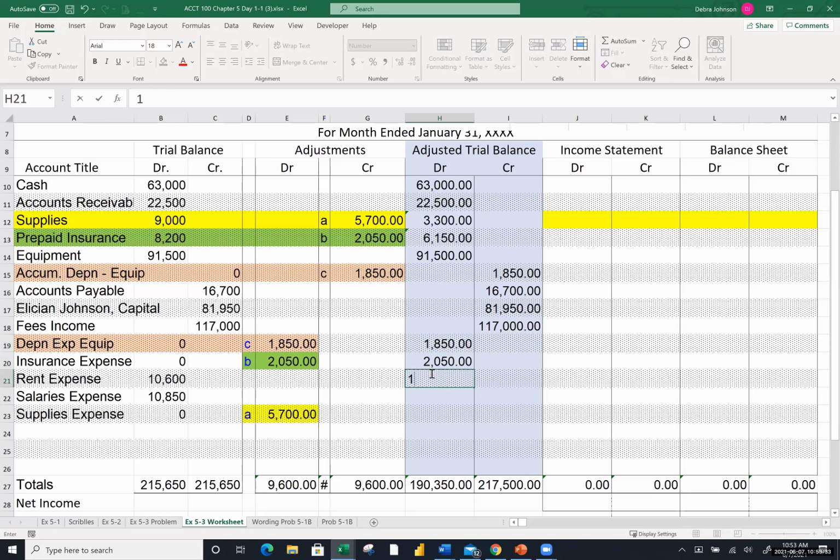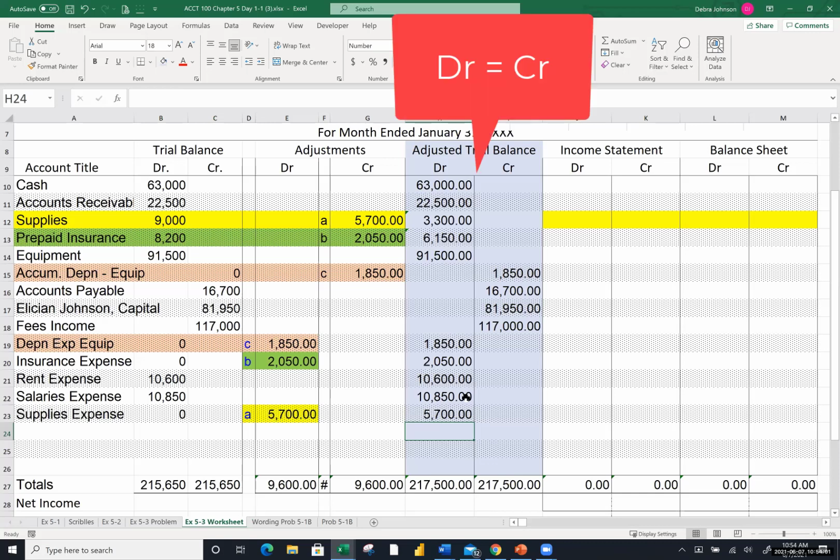The rent didn't change. I'm just going to carry it over. I don't know if you guys noticed that each time we put a total in, if you carried the totals over, they're being automatically adjusted. Great thing about Excel. And salaries expense is 10,850. It didn't change. And supplies expense started at 0 and went up by 5,700. I'm done with the blue area, and I'm really happy to see that my debits equaled my credits. That would be my next challenge.